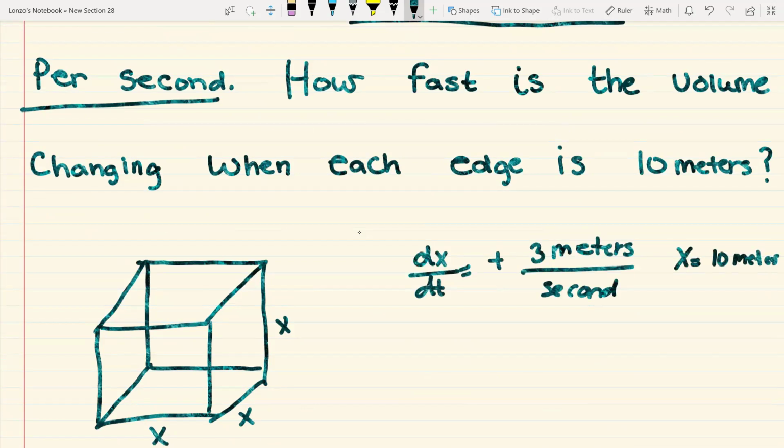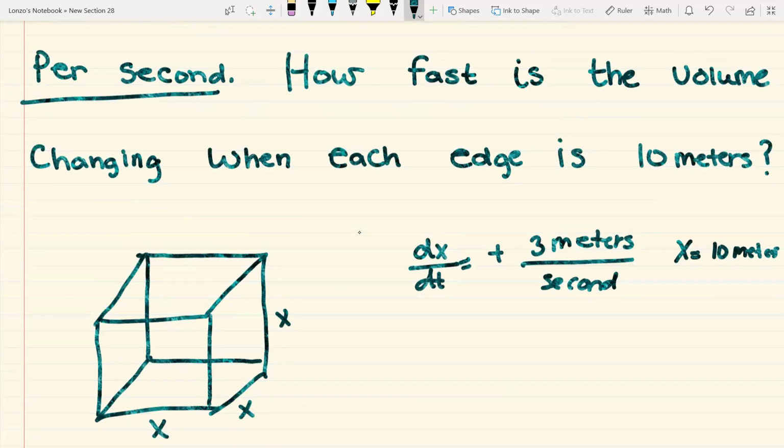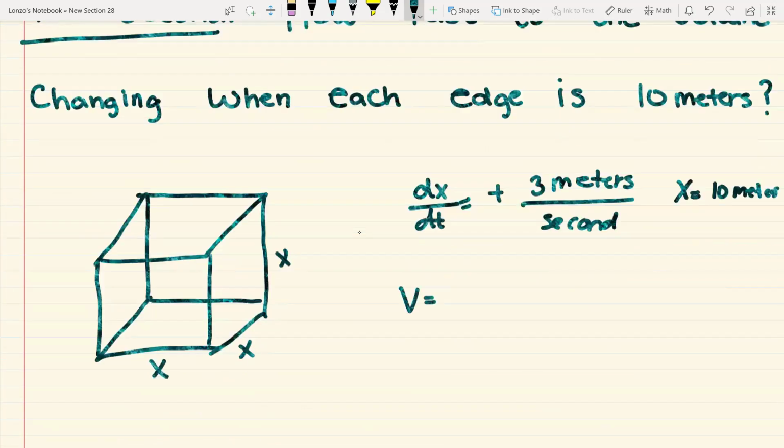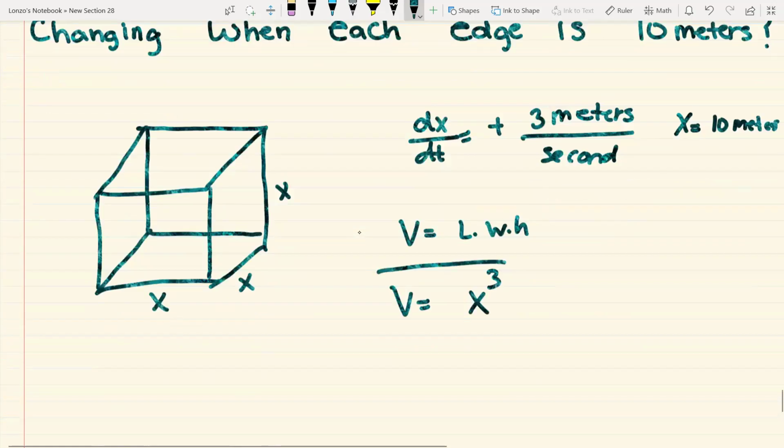How fast is the volume? They're asking for the volume of the cube. What is the volume of a cube? Volume of a cube is length times width times height. Each length is x, so x times x times x is x cubed. Based on this equation, V equals x cubed, how many variables do we have? V is a variable, x is a variable, so we have 2 variables. That means we have to have 1 rate.